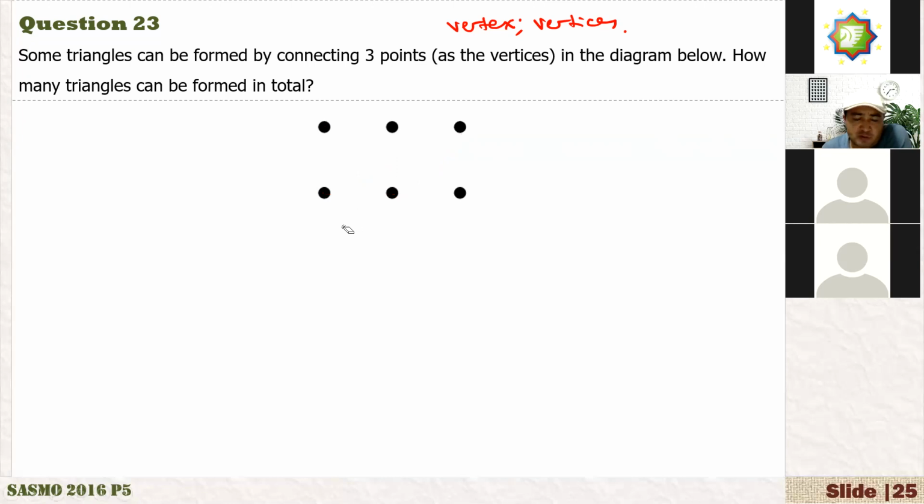First, let's look at the upward ones. Another one is how about like this? It's number 4, right? And another one is how about these two?